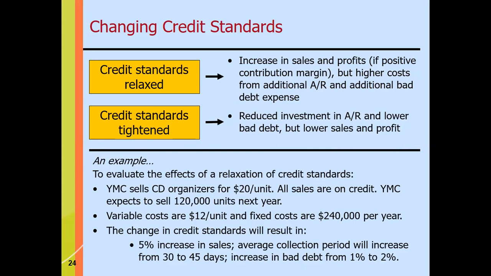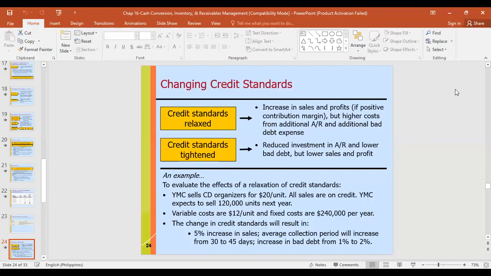Fixed costs would remain constant regardless of the decisions that we make, unless there is another avoidable fixed cost, which of course is going to change between alternatives. But if silent, we ignore fixed costs. Then the change in credit standards will result in a 5% increase in sales. Let me minimize this so you cannot see. The average collection period will increase from 30 to 45 days because of what we did.